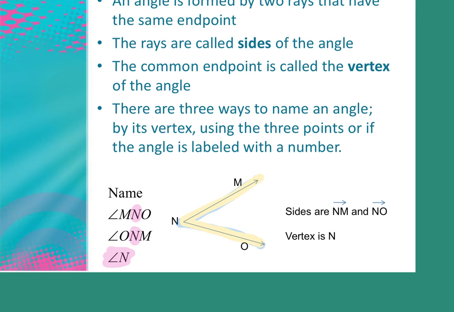vertex. Remember, the sides of the angles are rays. So if it asks you to name the sides, they have to have the ray symbol over them or the word ray. And the order of the letters is important, right? Because the endpoint is the vertex and the arrow is the end. So it has to be ray NM and ray NO.